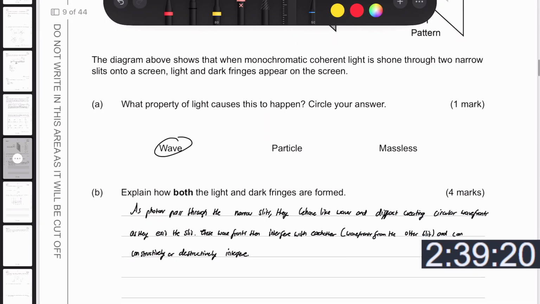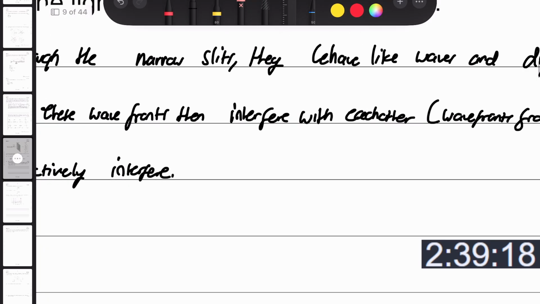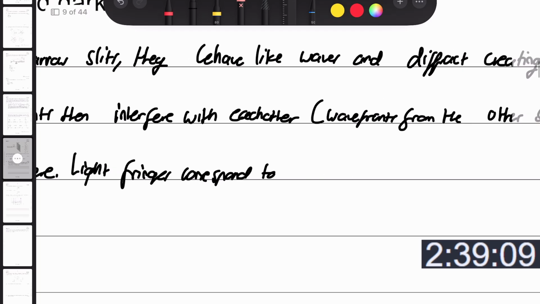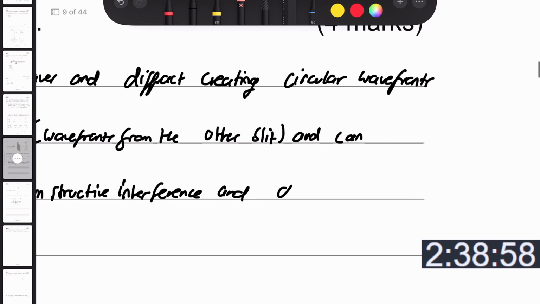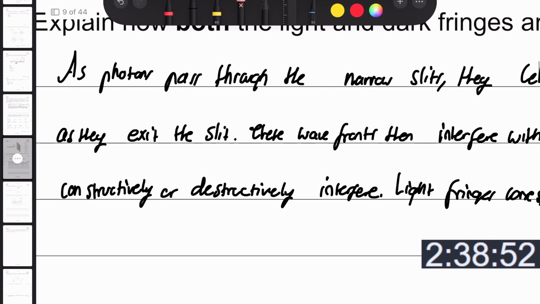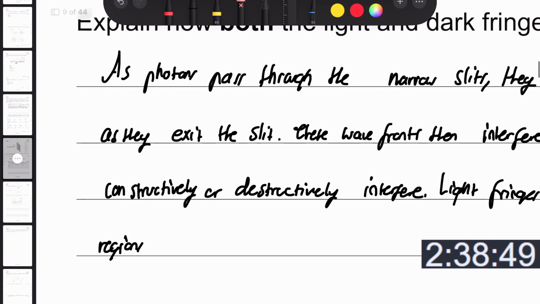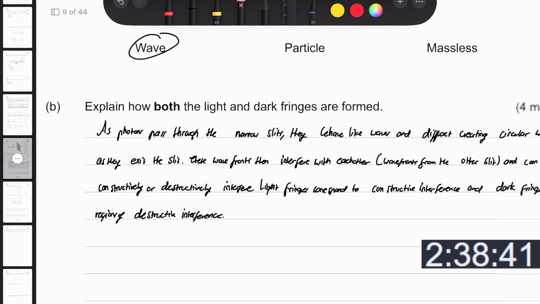And then we'll say light fringes correspond to constructive interference, and dark fringes are regions of destructive interference. I think that's probably all I have to say.